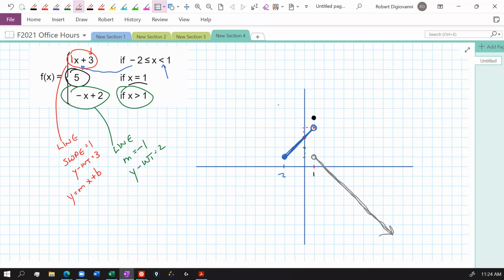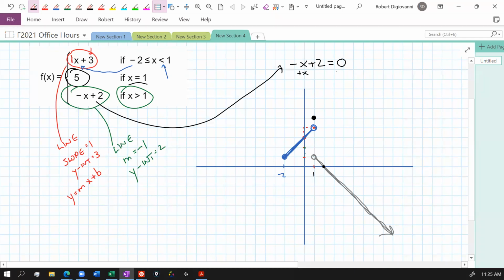Find the x-intercepts. So we can see we have one x-intercept, and it happens when this line hits the x-axis. So if I were to take this piece, set it equal to 0, I could just add x to both sides. I get 2 as x. So we should have an x-intercept there.